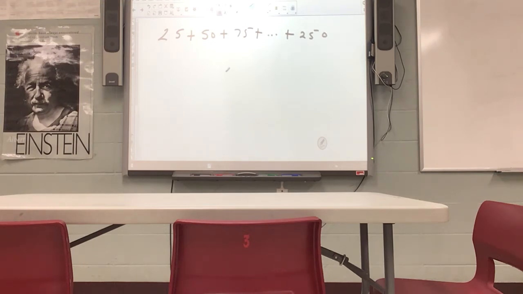So summation notation means we gotta have a big sigma there. Okay, so what is our first term in this? 25, so our i's 1, so here I would have a 25i, okay?